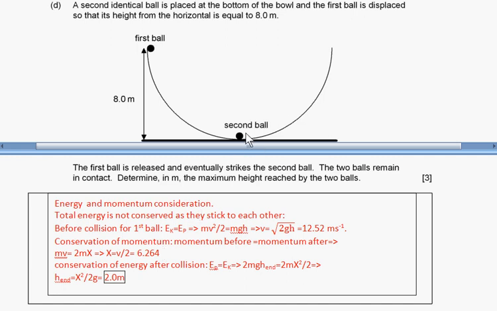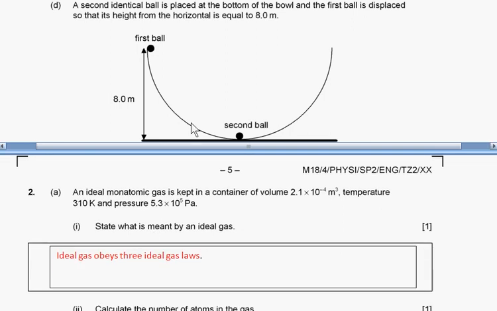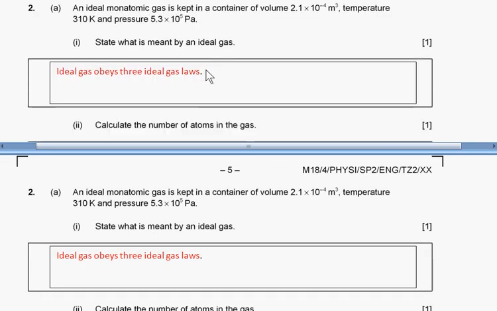After the strike, because we have a frictionless surface, we have conservation of energy. So all kinetic energy turns into potential and two balls move up. Conservation of energy after collision. Potential equals kinetic. Potential before equals kinetic after. mgh in the end equals 2 masses x squared over 2, and finally we find that the height is 2 meters. 2.0 meters. Finished with this question. Question 2.